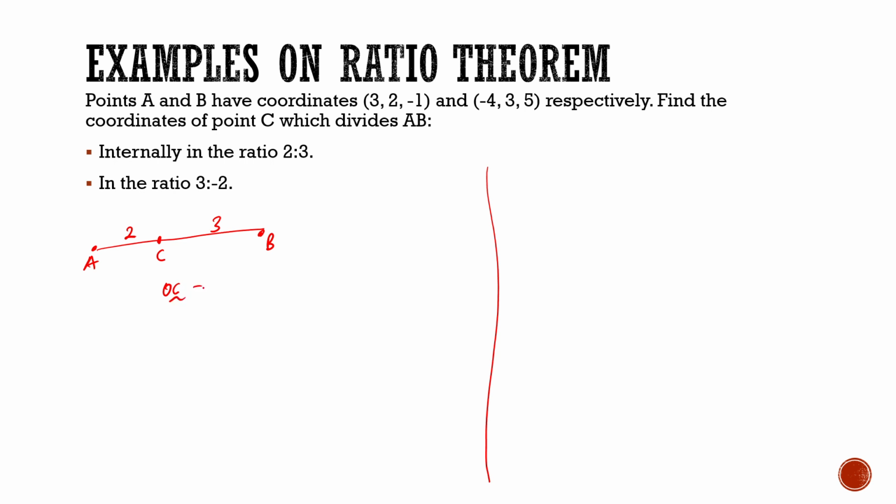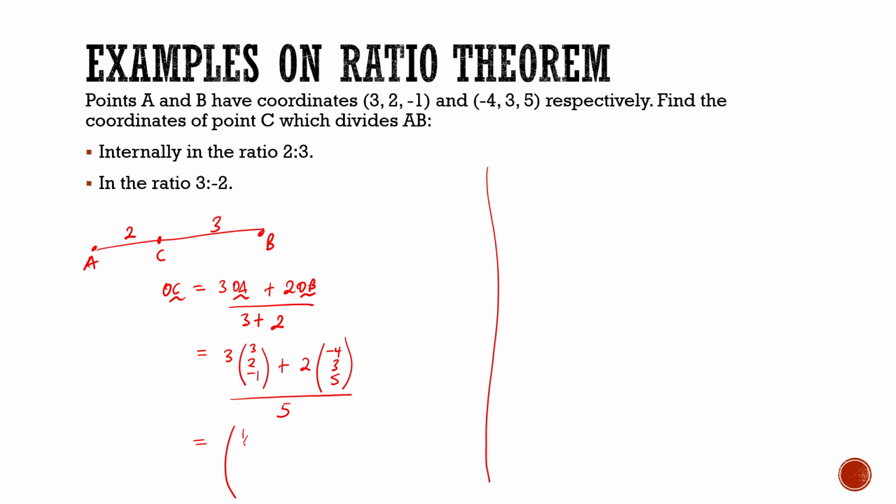Now we know that OC, the position vector of point C, should be given by 3 times OA. 3 is associated with B, so multiplied by the position vector of A, plus 2 times OB, divided by 3 plus 2, like we saw in the previous video. So it should be 3 times the position vector of A, which is 3, 2, -1, plus 2 times -4, 3, 5, and we're dividing all this by 5, and this should give you 1 out of 5, 12 out of 5, and then 7 out of 5.